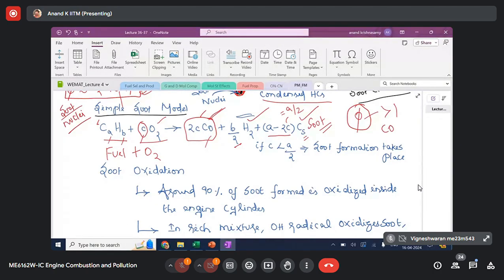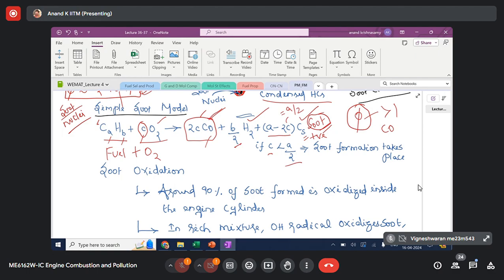I mean, completely, in the sense that apart from CO formation, you will also have soot formation if the concentration of C falls below A/2. If C is less than A/2, then C with the subscript S will be positive, right? In the sense, you are creating some soot here. With C less than A/2, you are creating soot. C is nothing but oxygen concentration.